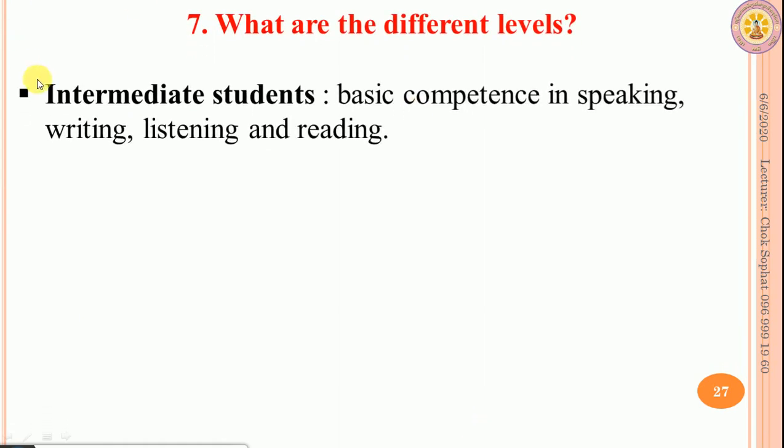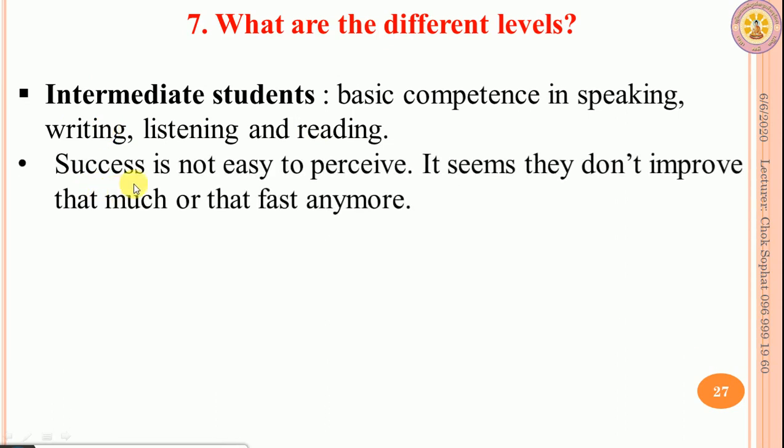Intermediate level. So intermediate level is higher than beginner. After the students finish the beginner level, they move up to intermediate level. So in this level, students are able to speak, write, listen, and read English better. Success is not easy to perceive. It seems they don't improve that much that fast anymore.